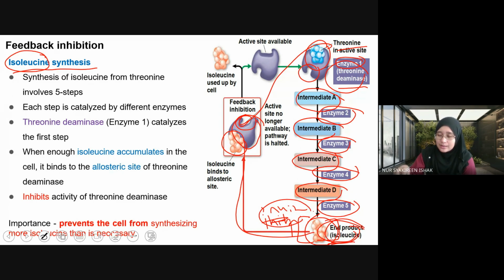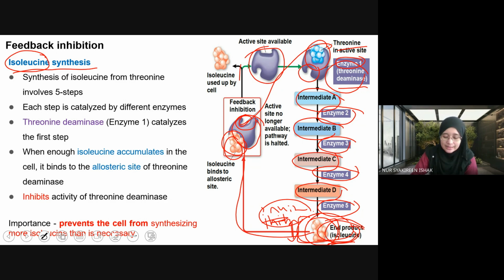So this allows the cell to use up the isoleucine, and then the isoleucine concentration will be reduced after the cell detects that the isoleucine inside has been reduced. Then the isoleucine will be removed from the first enzyme, and the enzyme will transform back to its original conformation and then catalyze the reaction again to produce more isoleucine. Okay, so that is the concept behind feedback inhibition.